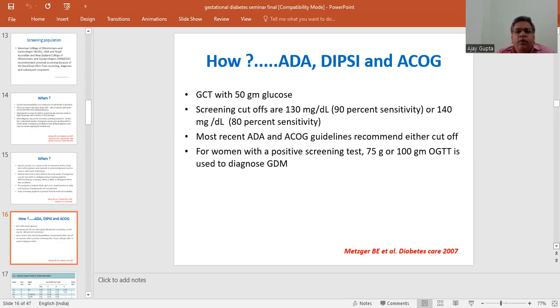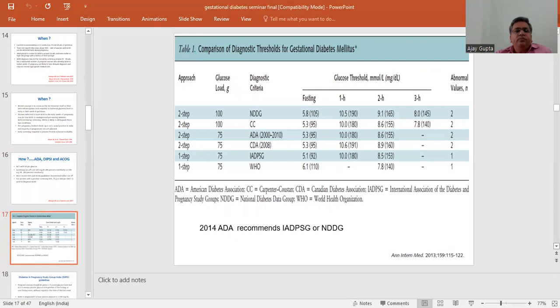Women with a positive screening test should be subjected to either a 75 gram or 100 gram OGTT for the diagnosis of gestational diabetes mellitus, because the screening test only picks up the population who should be subjected to the diagnostic test. The final diagnosis is done with either the 100 gram OGTT or the 75 gram OGTT.